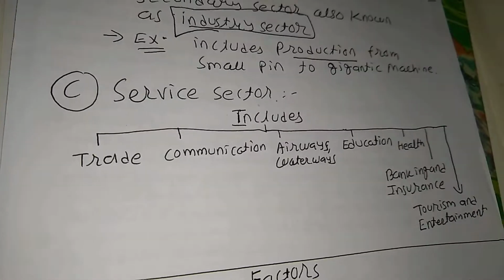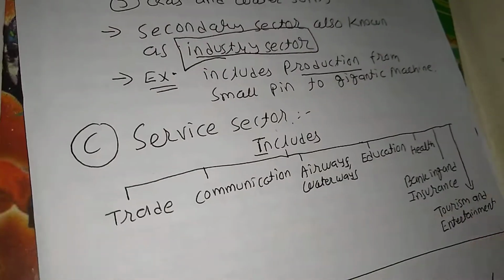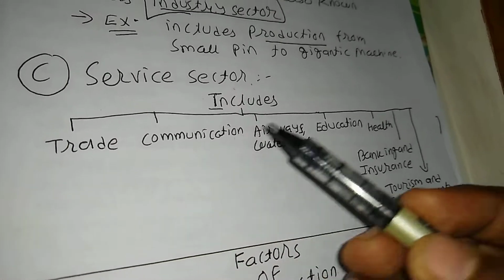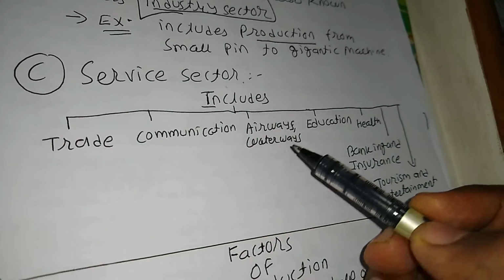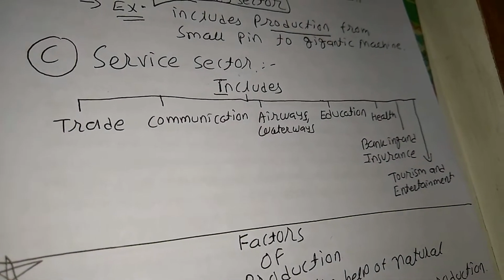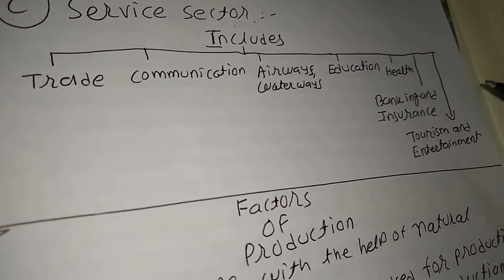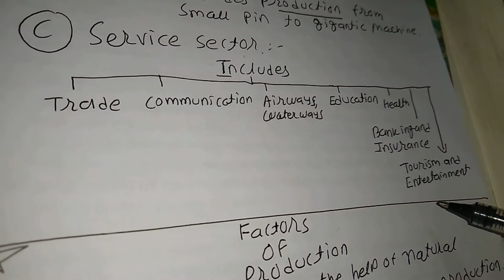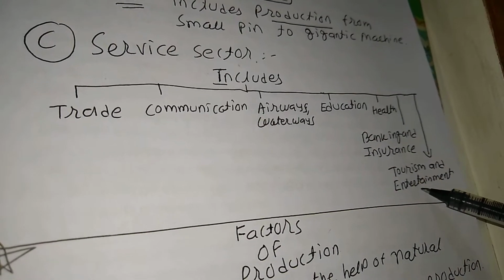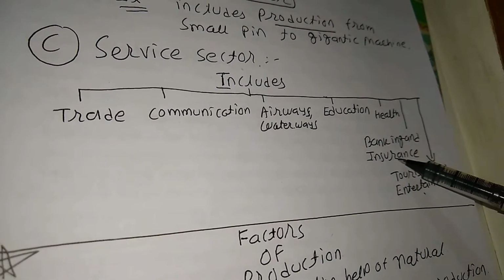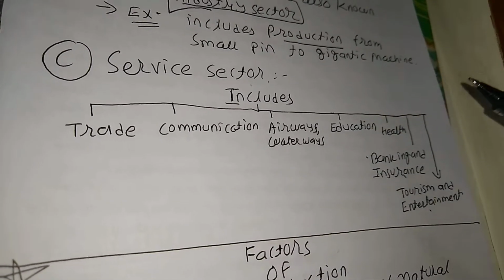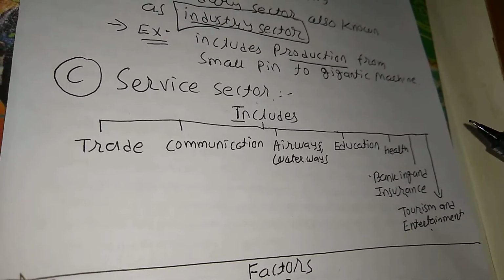Now service sector. Service sector includes services. Now which are the services? Trade, communication, airways and waterways for transportation, education. They all are service sector. See, they serve, they do not produce anything in a materialistic form. Health, banking and insurance, tourism, entertainment, they all come in service sector. Movies and TV serials come in entertainment. Banking, insurance, you are already aware. Education, what is going on right now, they all are examples of service sector.